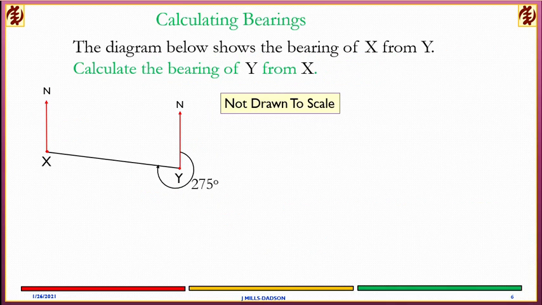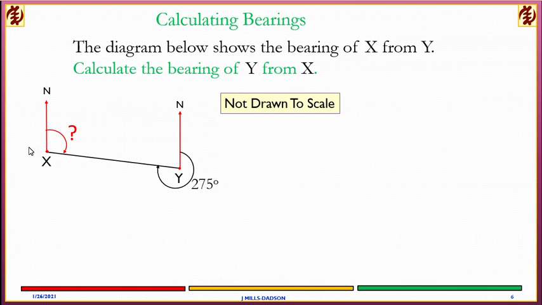Next question. The diagram below shows the bearing of X from Y. Calculate the bearing of Y from X. So from X to Y, that's what we are looking for. X to Y. So we go to X, that is X. We just need to calculate this angle. That's what the requirement is.